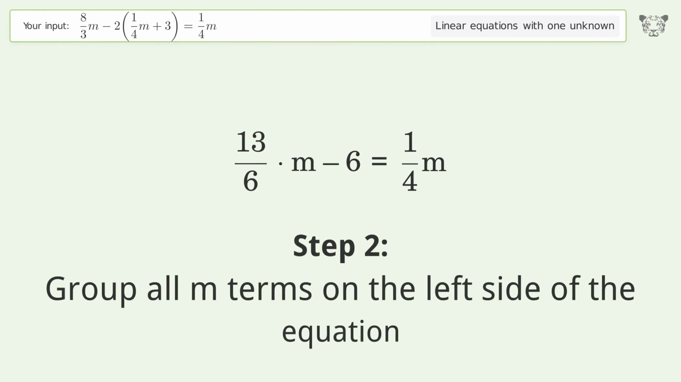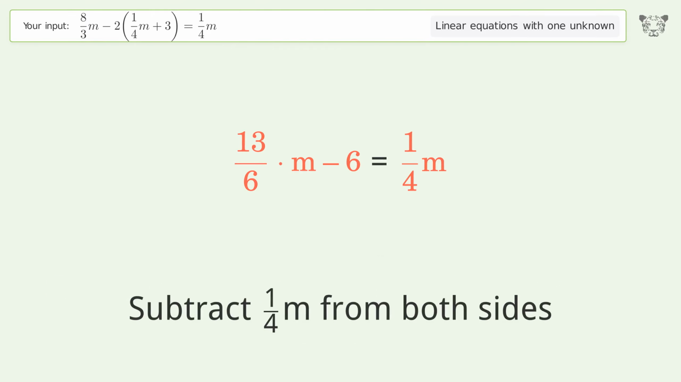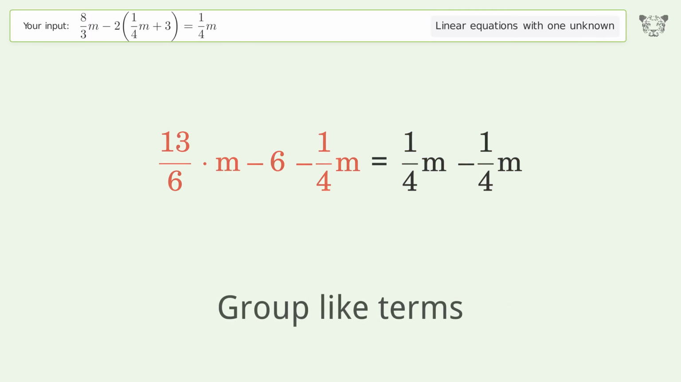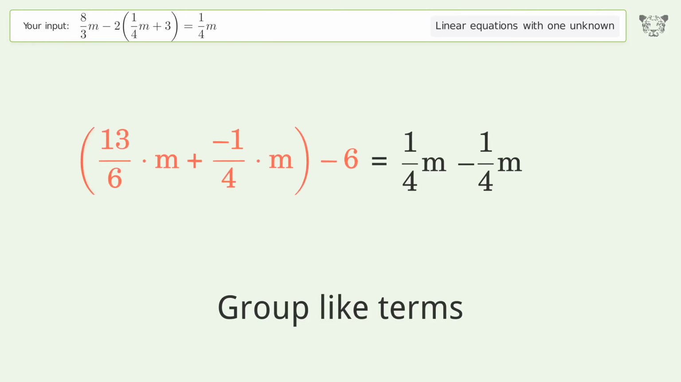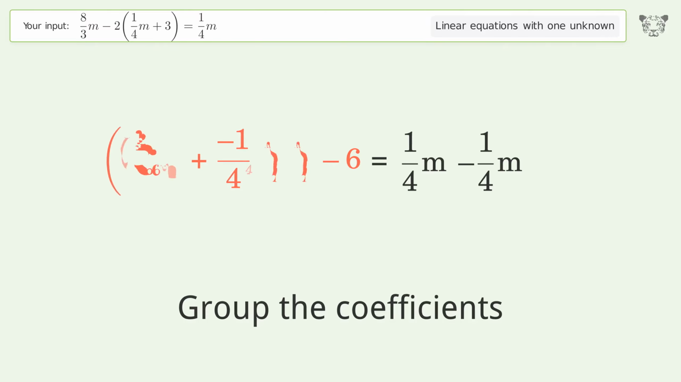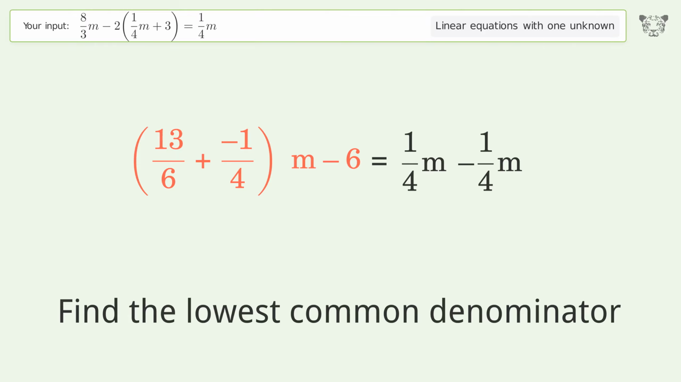Group all m terms on the left side of the equation. Subtract 1/4m from both sides. Group like terms. Group the coefficients. Find the lowest common denominator.